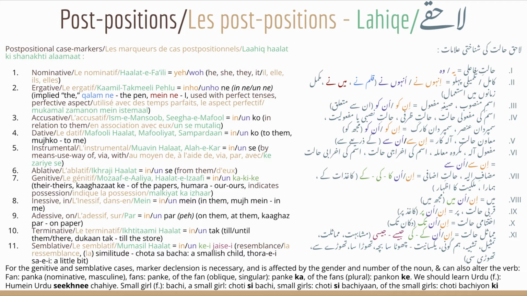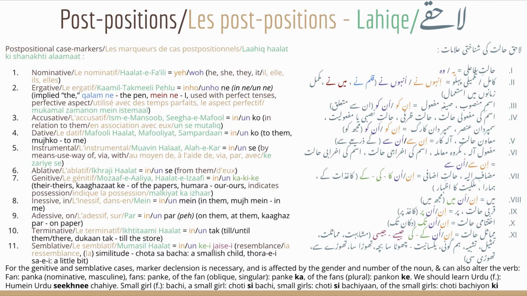For the nominative, it's ye or wo, which is the Haalat-e-Fayl or ergative. There isn't really a word for ergative in Urdu, so I put like takwili pelu or kamal pelu, which means they are used in the perfective aspects. So in hone or un hone. So an example is kalam ne. It's kind of like an implied the in English. There isn't really an equivalent in English, but mane, I did. And it's, as I mentioned, commonly used in the perfect tenses.